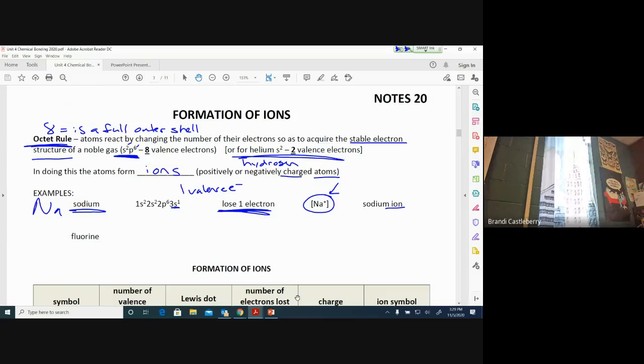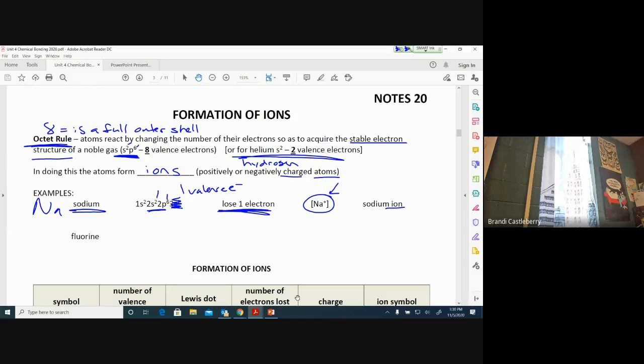All right. Now, last thing for sodium, when it loses that 1, this literally goes away. It loses it. So now its outer shell is this, 2s2, 2p6. How many electrons are in that? 2s2, 2p6. What's 6 plus 2? 8. It has 8 now.